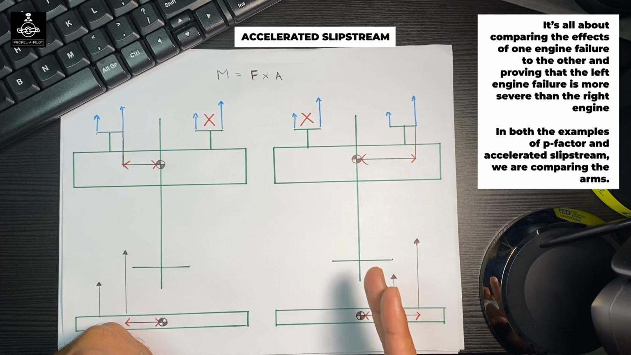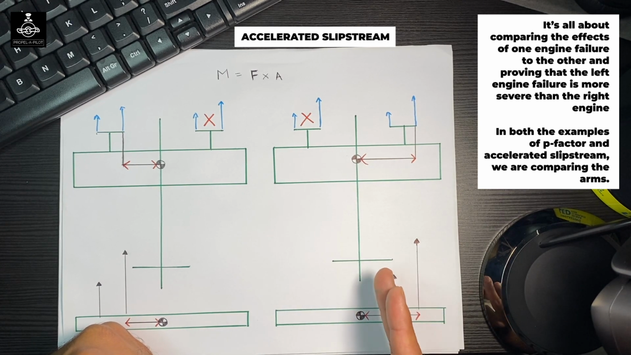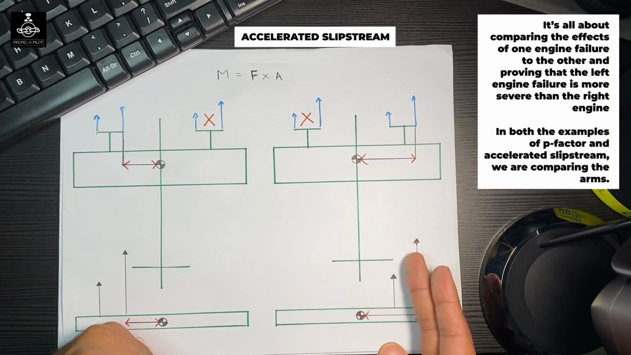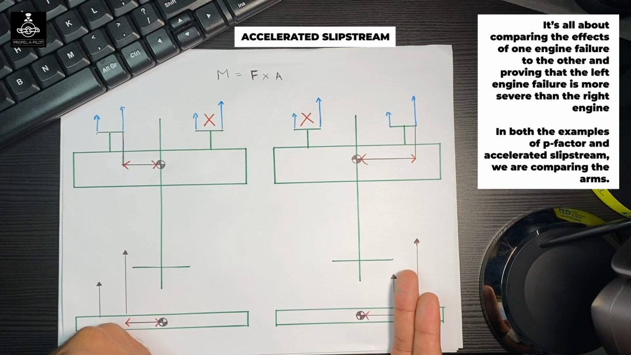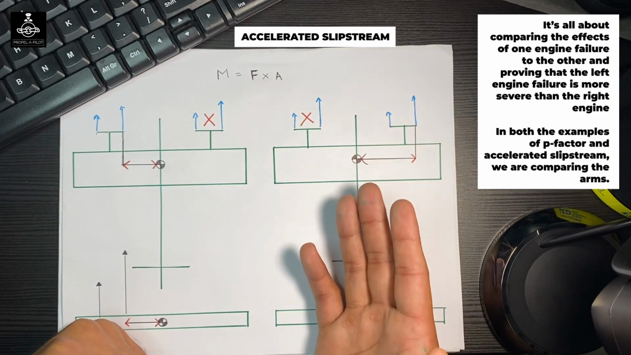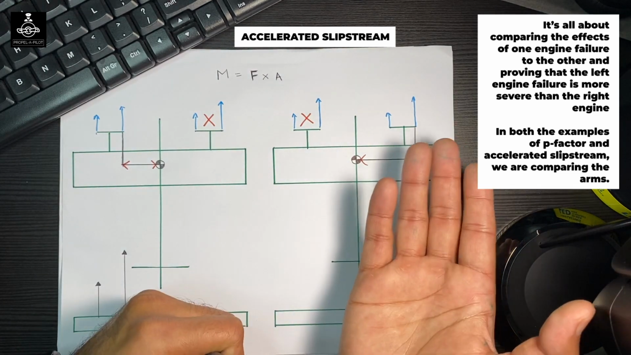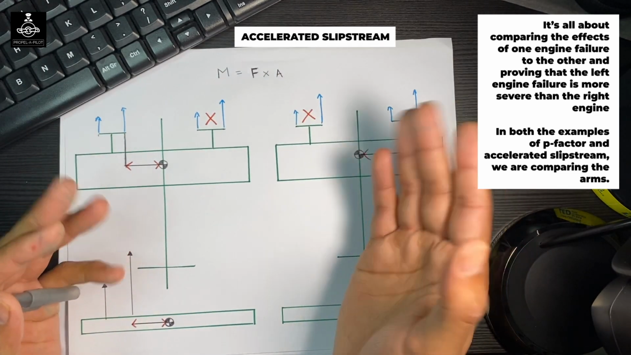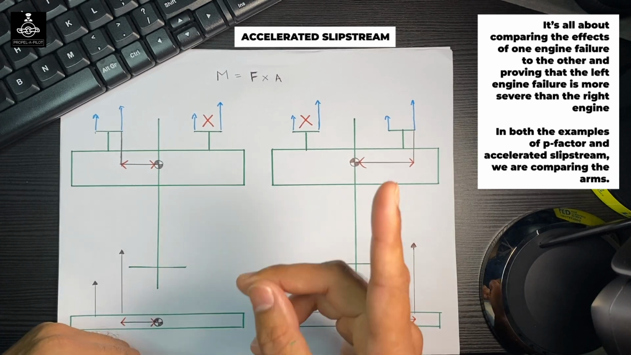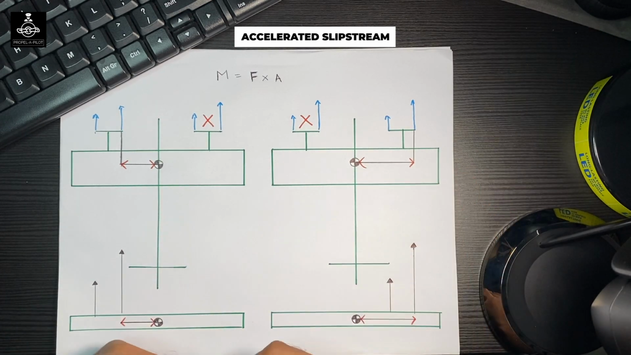Hence, in terms of accelerated slipstream as well, the left engine is more important. We want the left engine to not fail so that it is easier for us to maintain directional control. So these are the two examples. The third example I would say is, let's talk about the spiraling slipstream.